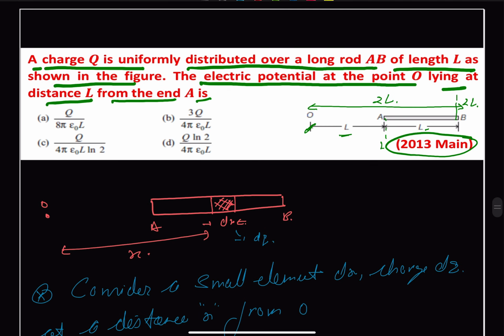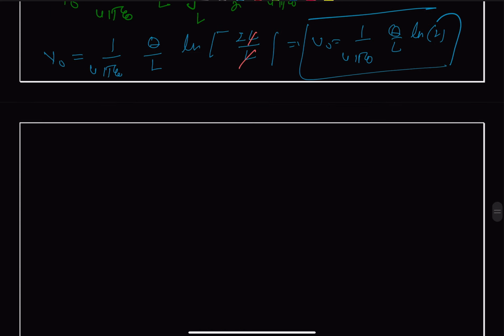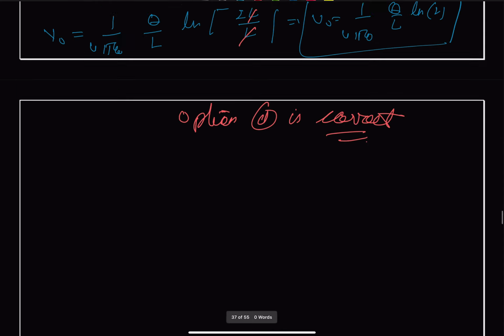So this comes as Q upon 4 pi epsilon naught L natural log 2. Option number D is the correct option. Option D is correct. Next question.